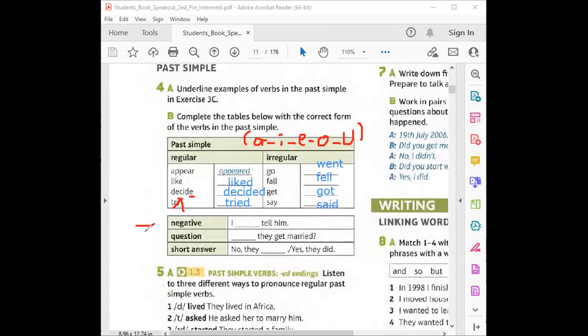Now I want you to remember how we form questions in the past simple, how we make negatives, and how we give short answers. And remember, the keyword here is did. You need to use did, and after did, we only have verb 1. You can't have verb 2 after did.